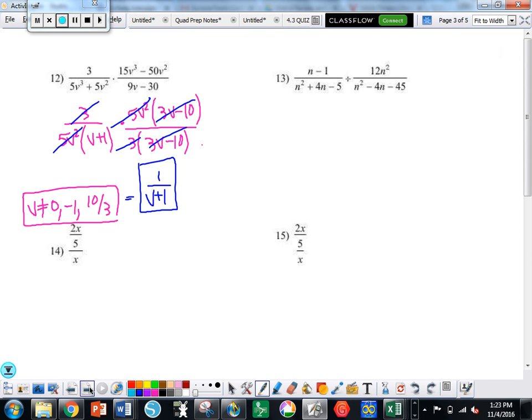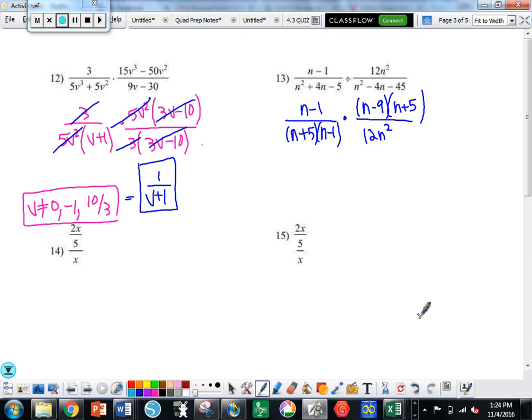So when we divide, n plus 5 times n minus 1, is that okay? Now when I divide this, I have to change it to a multiply, and I have to flip it. So the 12n squared will be on bottom, and the n minus 9 plus 5 is on top. Is that okay? So we just flipped it and factored at the same time.